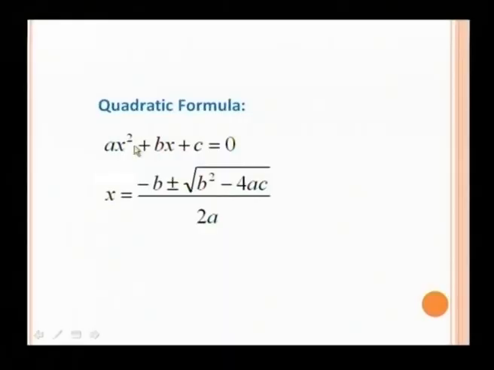Complex numbers mostly arise in the solution of a quadratic equation. You can see a quadratic equation on the screen. For a quadratic equation which is ax square plus bx plus c is equal to 0, we have the formula of the solution as x is equal to minus b plus minus under root b square minus 4ac divided by 2a, where a, b and c are constants and x is the variable to be solved.